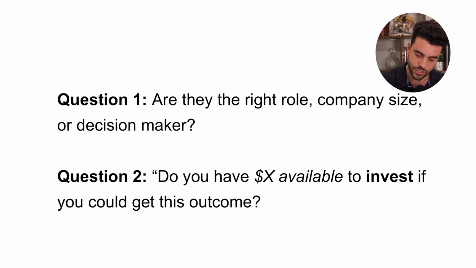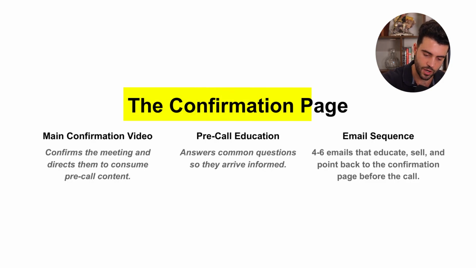After the application, it's going to go straight to a Calendly page, and then they're going to be able to book a time with your team. So that's basically the landing page and what the flow looks like there. After that, they're going to be taken to a confirmation page.